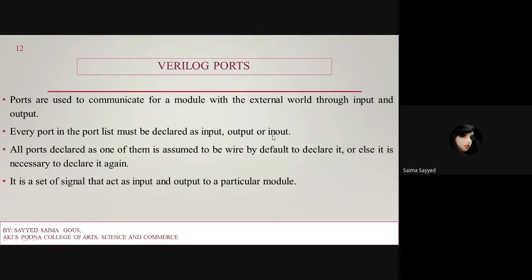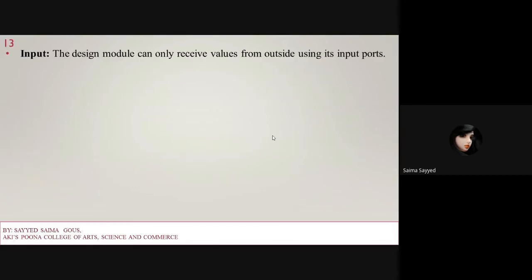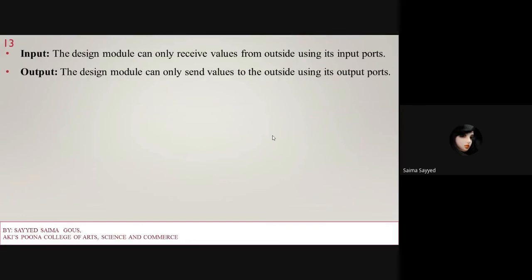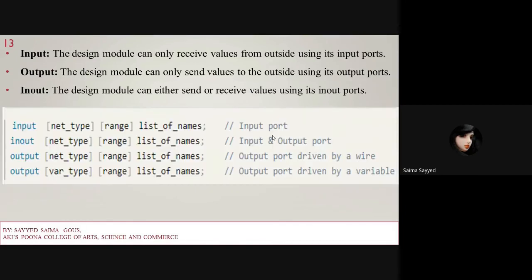It is a set of signals that act as input and output to a particular module. Input: the design module can only receive values from outside using its input port. Then what is output? Output is a design module that can only send values to the outside using the output port, and inout can either send or receive the value.